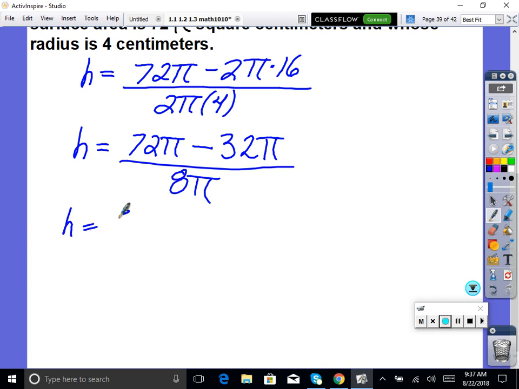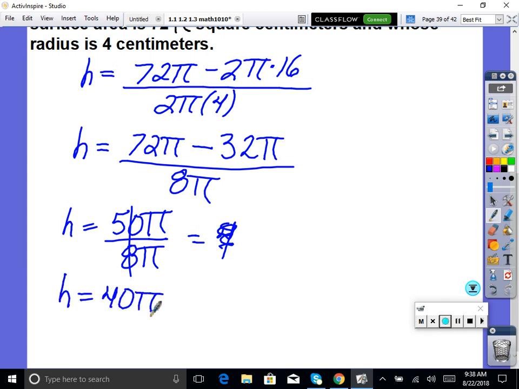Our height is equal to 50 pi's over 8 pi's, which this is multiplication. We can't divide that out. 50 divided by 8. Is it? Oh, you're right. So we would have height is equal to 40 pi's over 8 pi, and then 40 divided by 8 is 5, and pi's are gone. Height is 5. So everybody see how it was actually really easy. We can divide across multiplication. That's why we were able to do it right there.